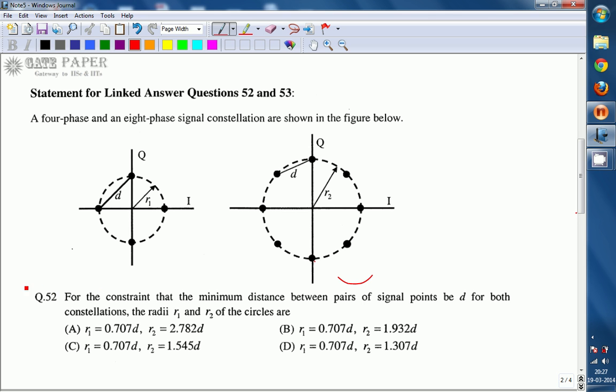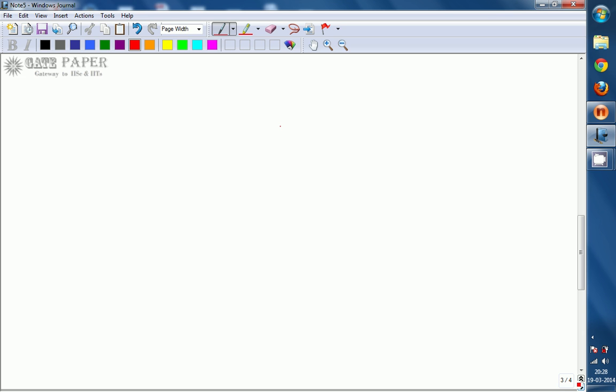Now the options are given like this with different values. Now we'll see the correct solution for question number 52. We know that for M-ary PSK, the phase shift keying, the distance D is given as 2 sin(pi/M) times root Es, where M is the number of symbols in the given PSK.